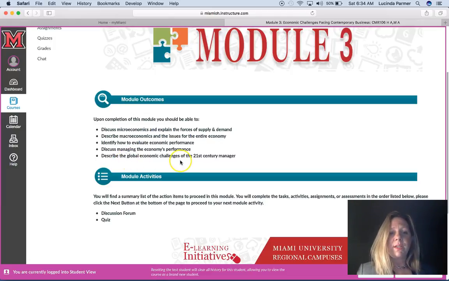Then you also discuss the challenges that today's manager faces in the global world that we live in, because it is a global marketplace. So thinking more in a global mindset is the direction I want you to go in. I want you to be able to look beyond Ohio, the U.S., or even if you're from another country, beyond that. So this chapter starts getting us into that global mindset.